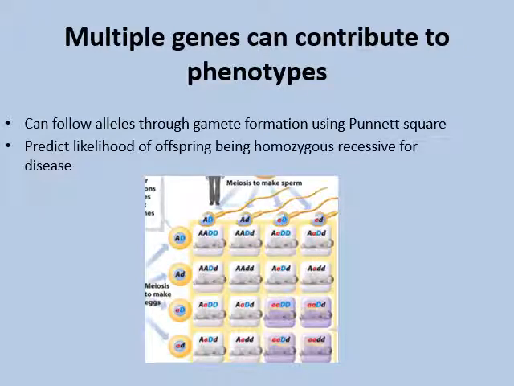Okay, so this is an example of a more complicated Punnett square. Again, you just follow the alleles through gamete formation using this Punnett square and still predict the likelihood of offspring being homozygous recessive for the disease. So again, this is just if you have multiple genes contributing to it, which does happen often. A lot of times we will either pretend that it's not happening or we will go with a gene that is only one. But you will still see this from time to time, so make sure you understand it.